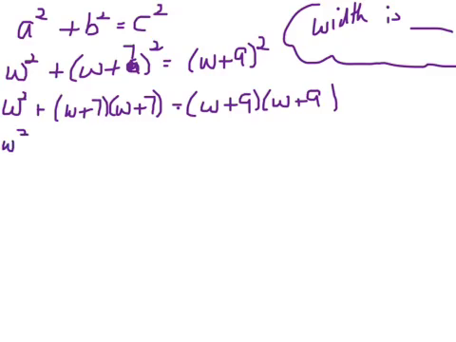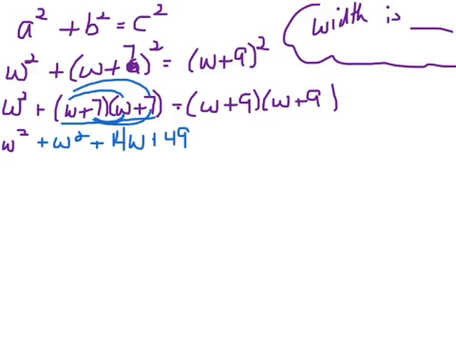So I'll keep this W squared, and then let me do the distributing on this term right here. W times W is W squared. W times 7 is 7W, but then you get another 7W when you do this 7 times this W. So that's 14W. And then 7 times 7 is 49. Well, I could clean up this left-hand side here because I've got W squared plus W squared. That's 2W squared plus 14W plus 49.